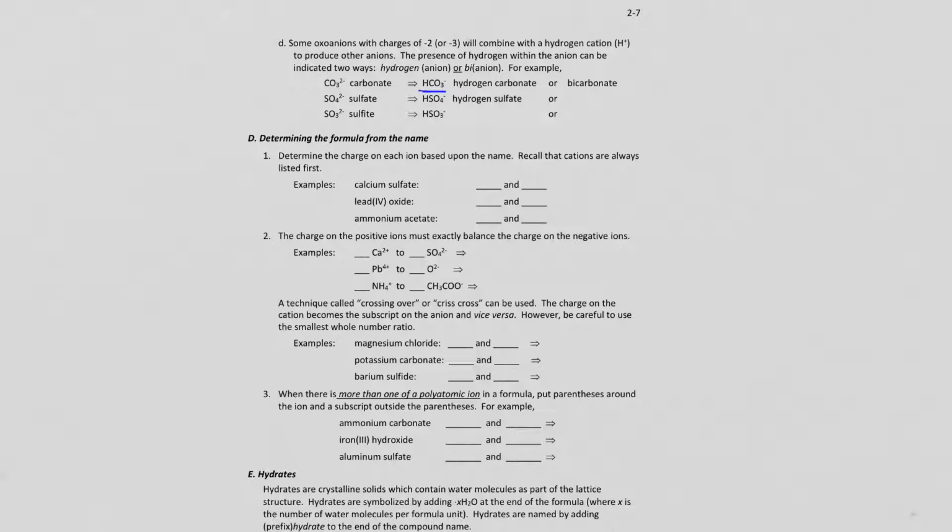We can do the same thing with sulfates, right? So we can have HSO4- or 1-, which is hydrogen sulfate or bisulfate. We can do the same thing with SO3-, hydrogen sulfite, or bisulfite.